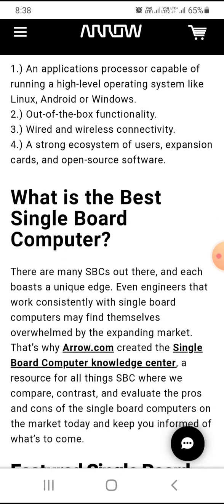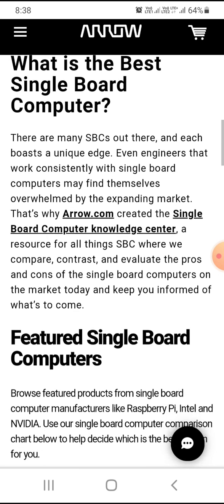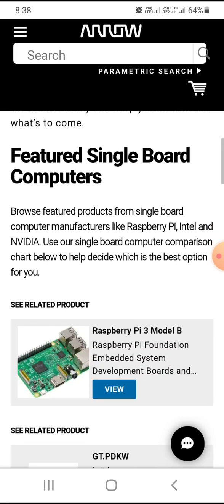What is the best single board computer? There are many SBCs out there, and each boasts its unique edge. Even engineers who work consistently with single board computers may find themselves overwhelmed by the expanding market. That is why we have a single board computer knowledge center, a resource for all things about single board computers, where we compare, contrast, and evaluate the pros and cons of the single board computers on the market today and keep you informed of what's to come. Featured single board computers.